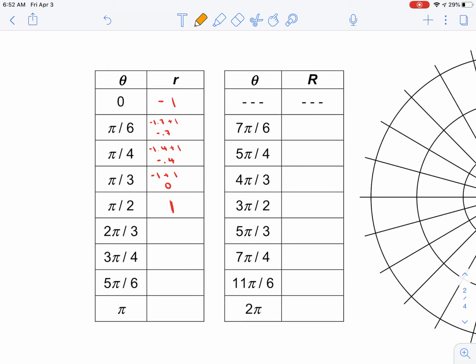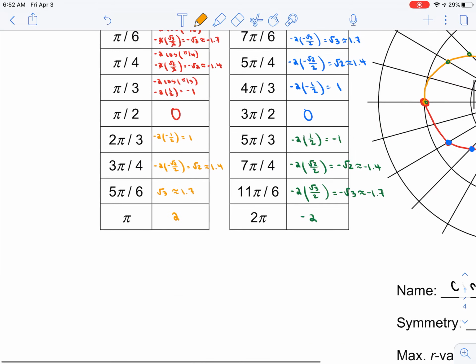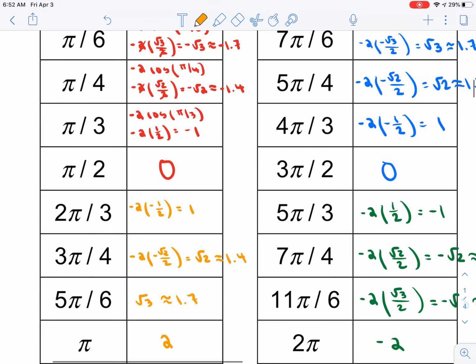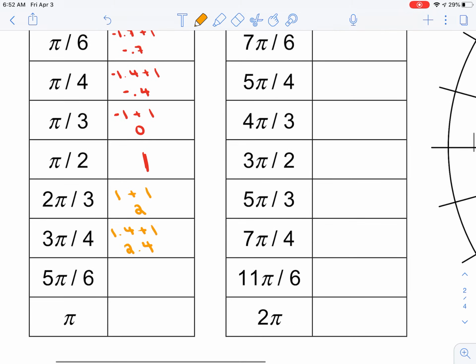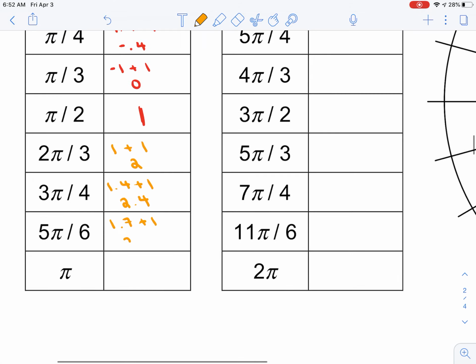and then we are going to use orange to do this next part. Remember at 2 pi over 3, we had seen the same thing that we had seen at pi over 3, but remember that now that value is positive. So we're going to have this +1 and then +1. We're going to get this value of 2. Remember at 3 pi over 4, we're seeing the same thing as at pi over 4, but now it's positive. So we're getting 2.4. At 5 pi over 6, we're now seeing that same thing as pi over 6, but positive, because we're in quadrant 2.